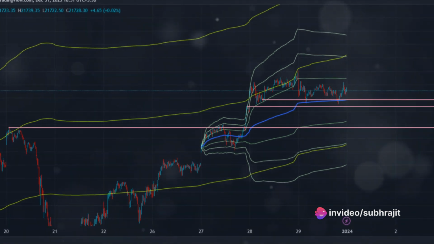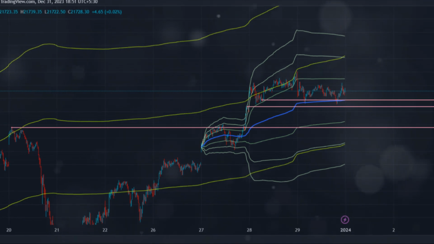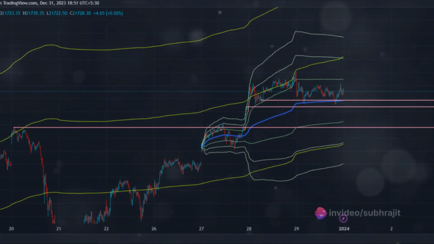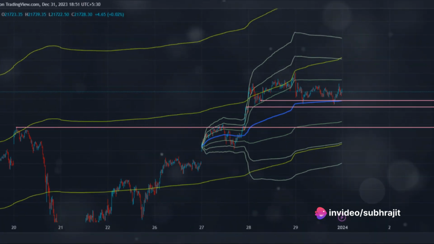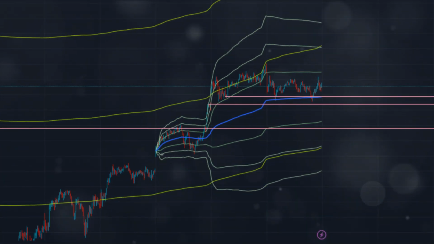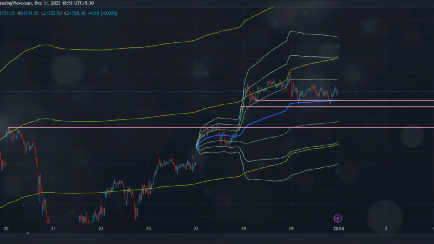But remember, while these deviations can act as potential support and resistance levels, they are not foolproof. There will be times when the price will break through these levels. That's why it's crucial not just to rely on these deviations, but to combine them with other trading indicators and strategies for a more holistic view of the market.